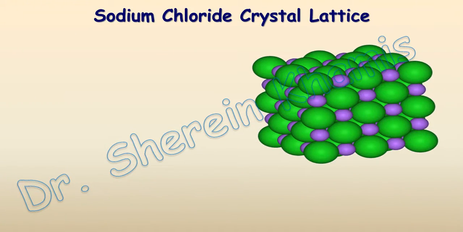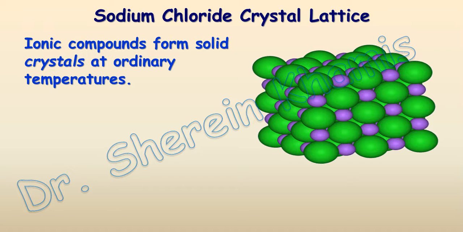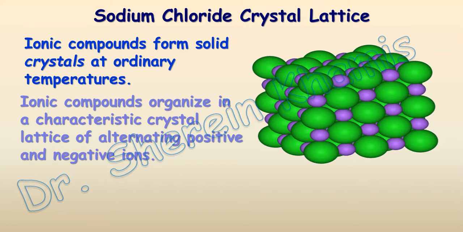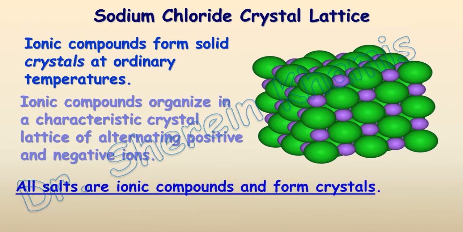We have a sodium chloride crystal here. Ionic compounds form solid crystals at ordinary temperature. The ionic bond organizes a characteristic crystal, with lots of alternating positive and negative ions. All salts form ionic compounds and form crystals. So it will form a crystal shape, or we can say it crystallizes. Any ionic compound like sodium chloride forms crystals.